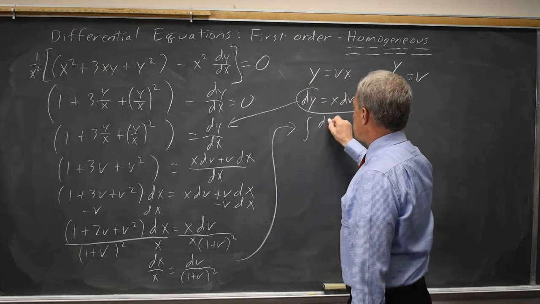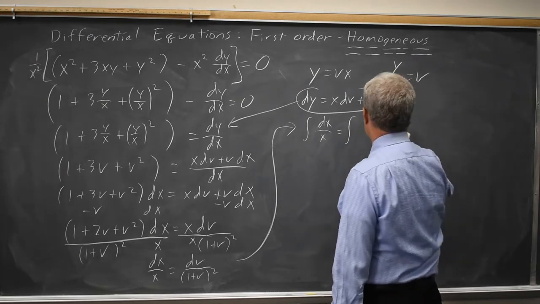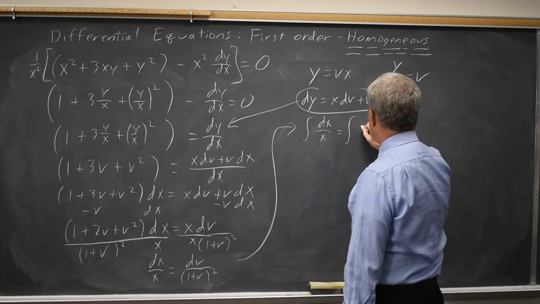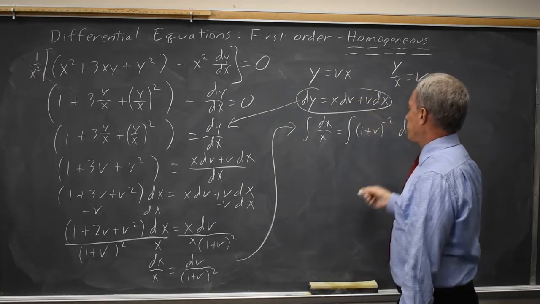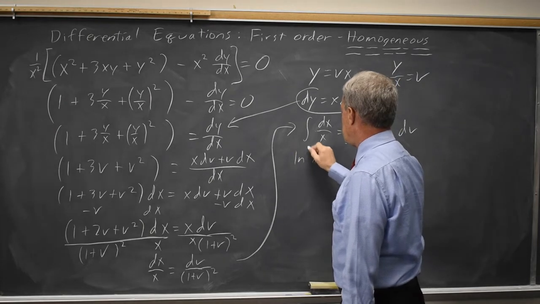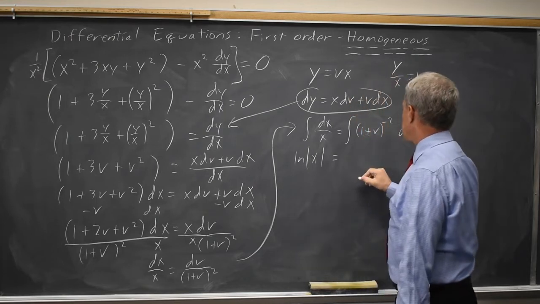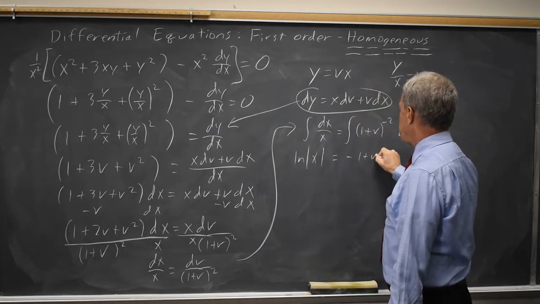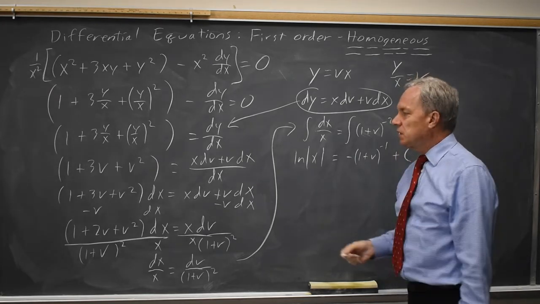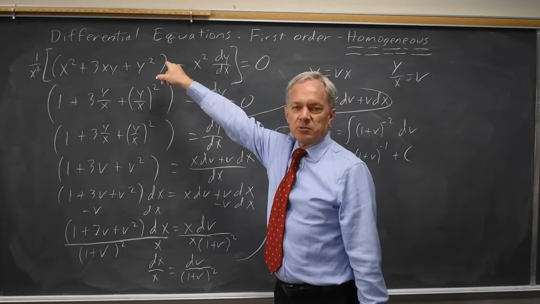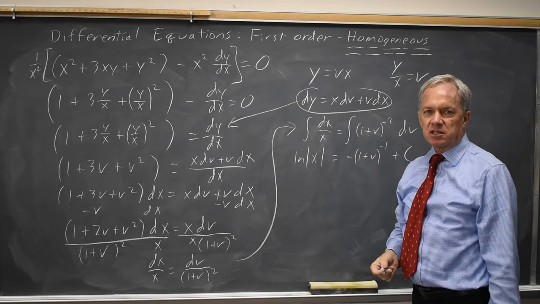Integral dx over x equals the integral, let's write it with 1 plus v to the negative 2 dv. Left-hand side is natural log x. I'm going to put in the absolute value. Equals negative 1 plus v to negative 1 plus c. This is not the solution to my original equation because this doesn't have a y in it and the original does not have a v.